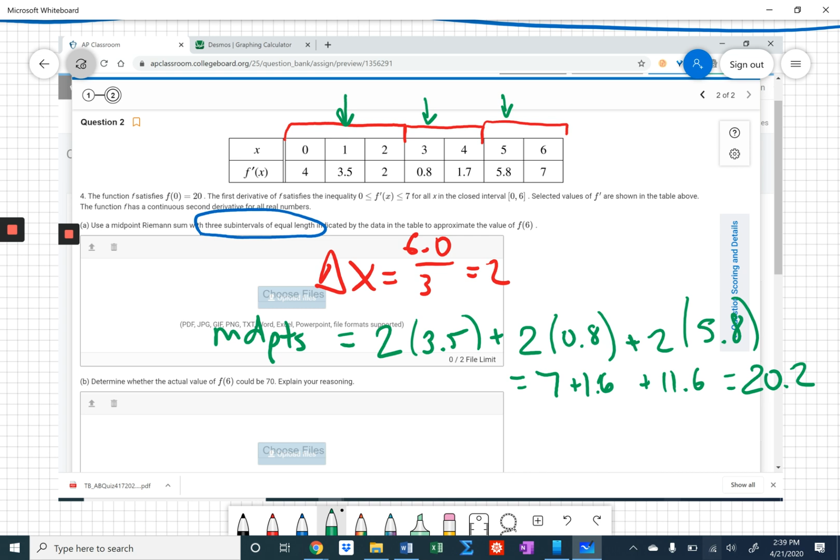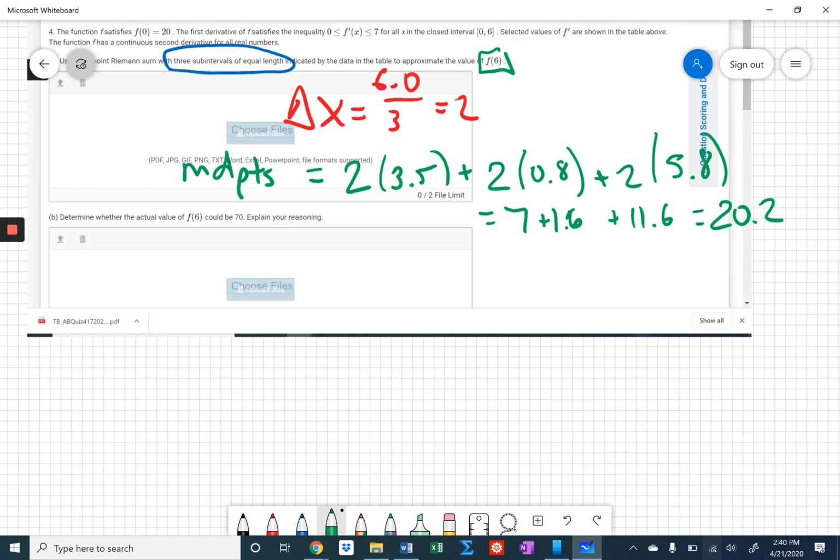You're approximating f of 6. I haven't even talked about how to get f of 6 yet. I've just done the midpoint Riemann sums on this without even understanding where to get f of 6 from. Everybody should get that 1 point. The problem is a lot of you thought that was the answer to the question, and that's where you had your mistake.